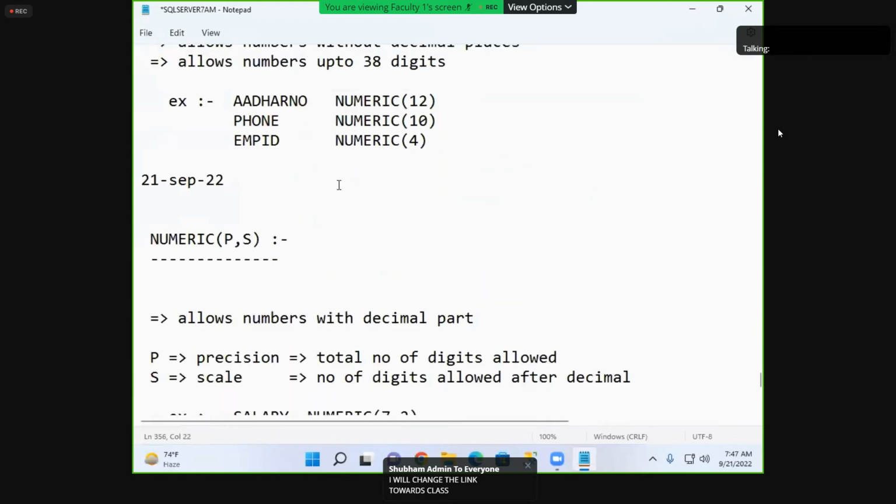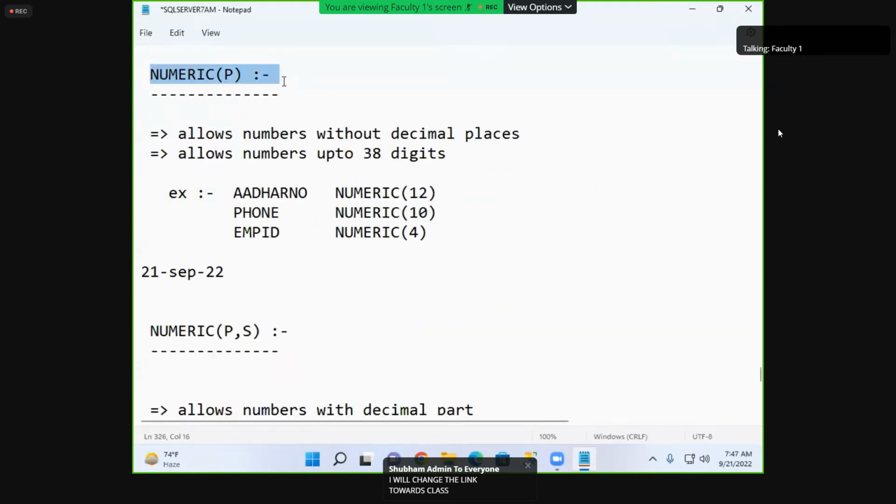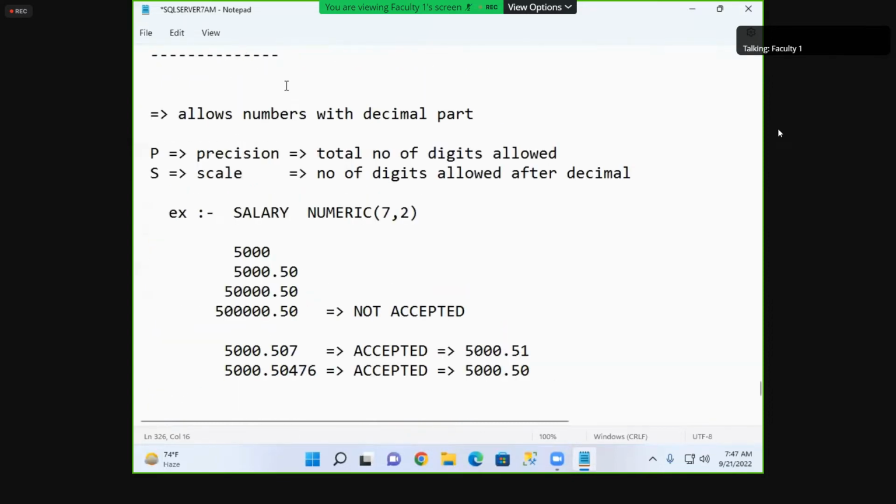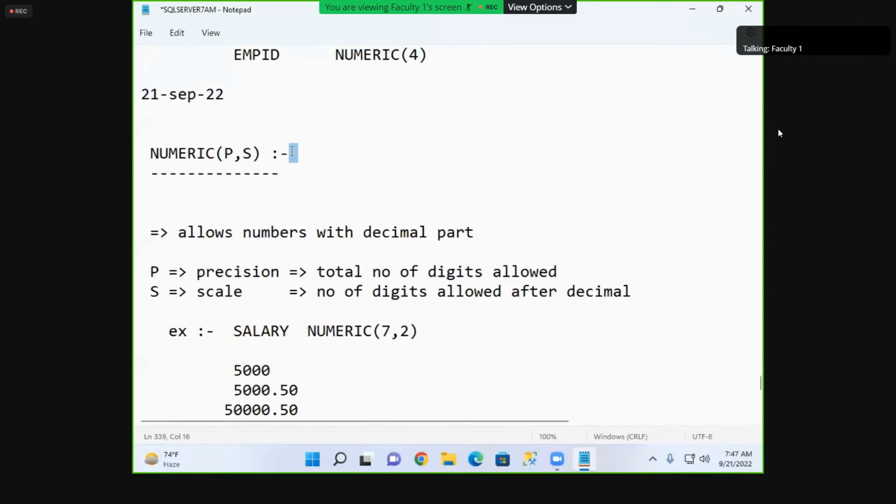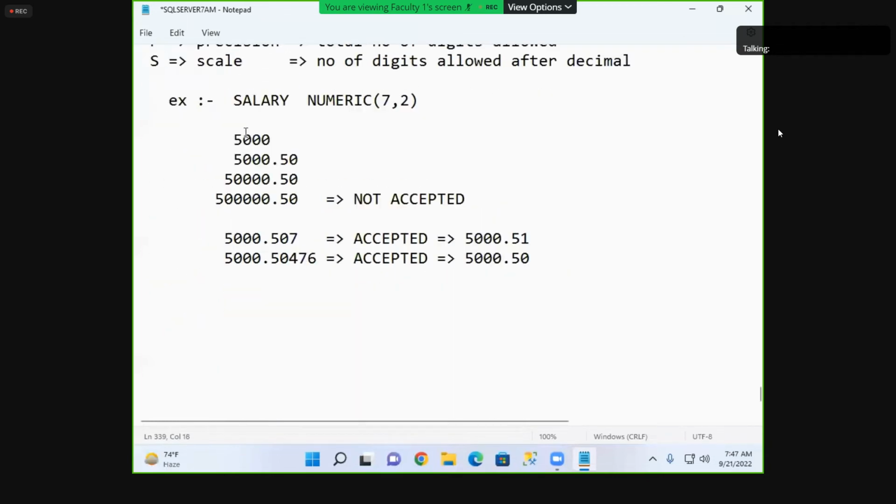Sir, use this if it is what? Integer. If number is integer, use numeric p. If number is float, use p comma s. Remember 7 comma 2 means before decimal 5, after decimal 2, total 7.